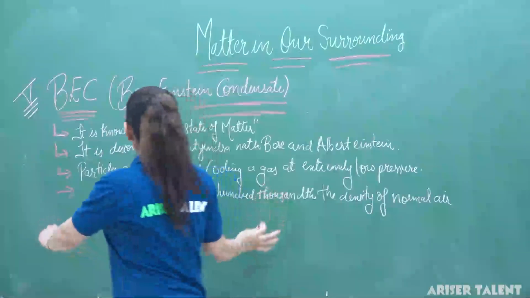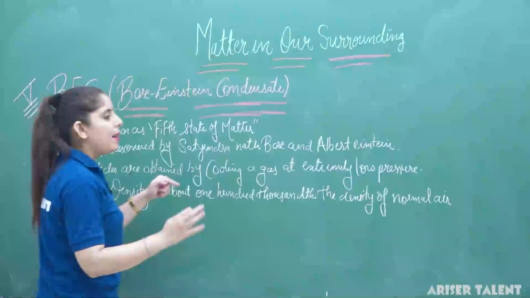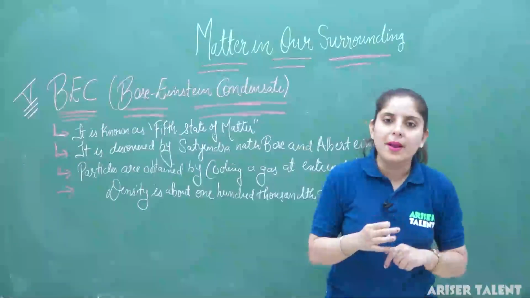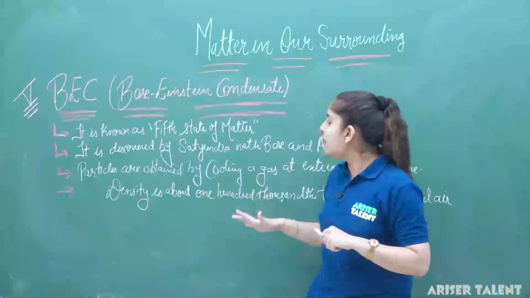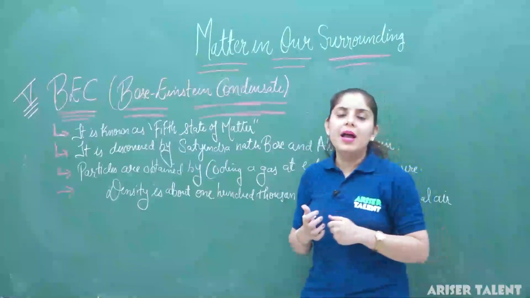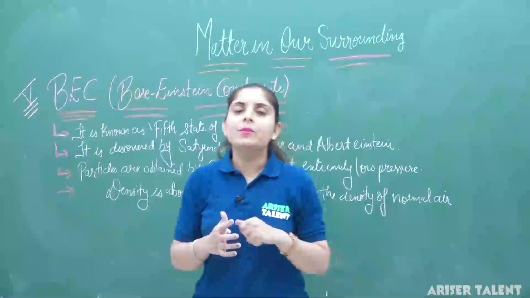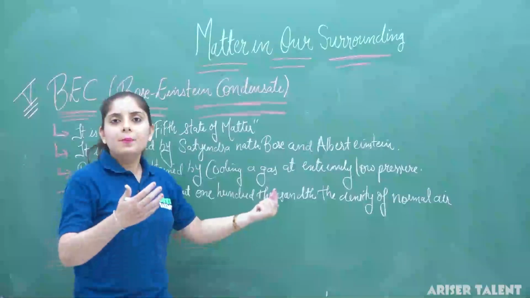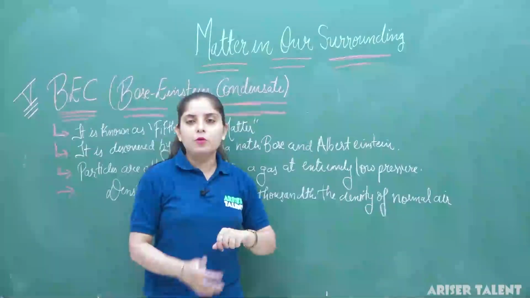So its density is kept so low that by cooling the gases, we can achieve the fifth state of matter we have. So this is about the fifth state of matter. It is obtained by cooling a gas under very extreme conditions of temperature and pressure, and we achieve it by keeping the density very low as compared to normal air.